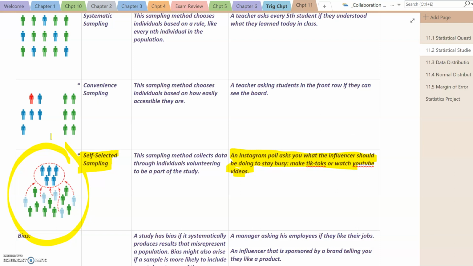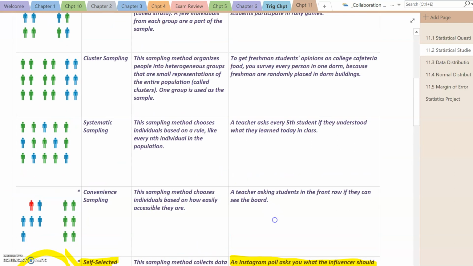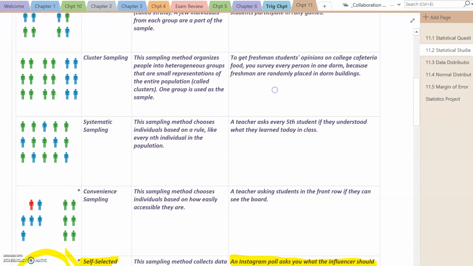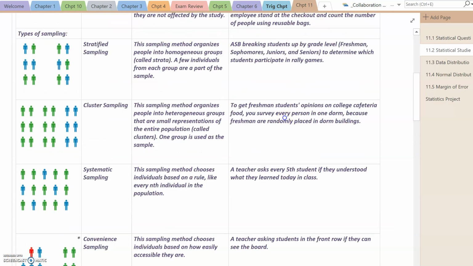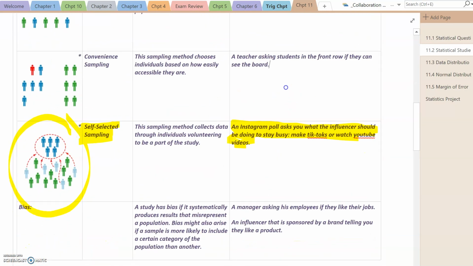So those are the sampling methods we are going to be focusing on this year in Algebra 2. If you stick with me for statistics next year, we will learn a couple others, but these are the main sampling methods.